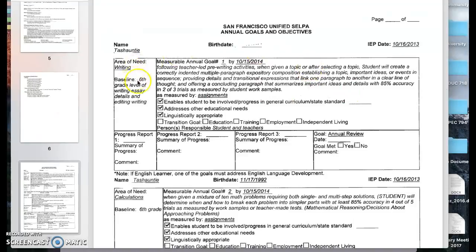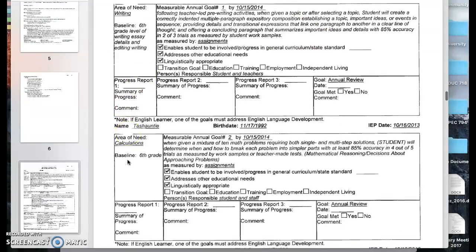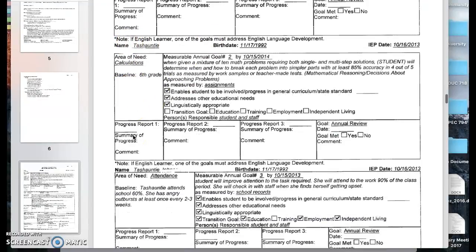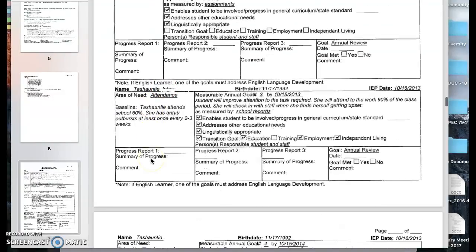So here's her goals. So the big thing here is that it tells you the area of need, it tells you the baseline. So this one's her writing goal, and that she's able to write about a 6th grade level essay with details and edited writing. And so the teacher is now going to try to help her write a multiple paragraph expository composition. So that's more of a 9th to 12th grade goal. And let's see, there's some progress monitoring goals that haven't been filled out. And the next one is on calculations, so she'll work on that. And then she has an attendance goal.